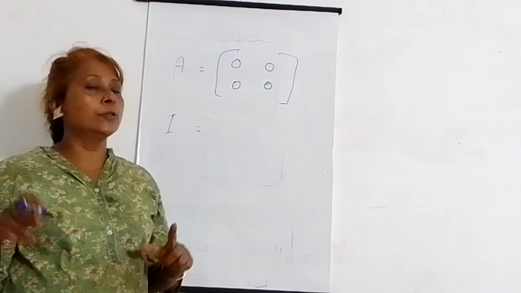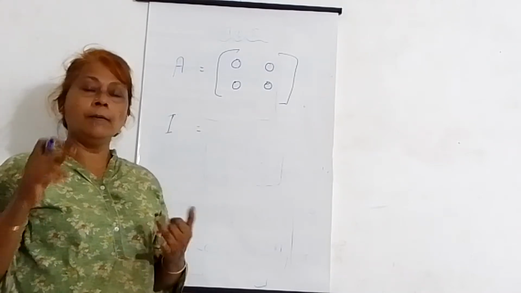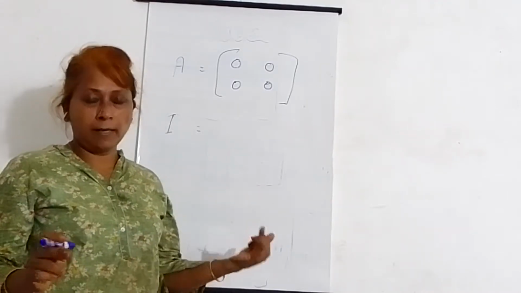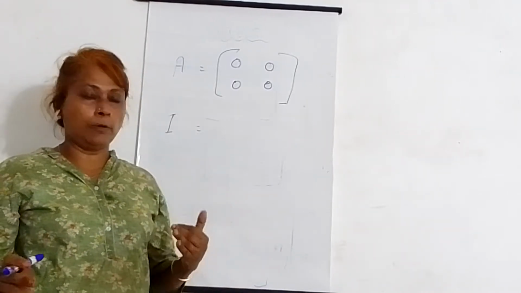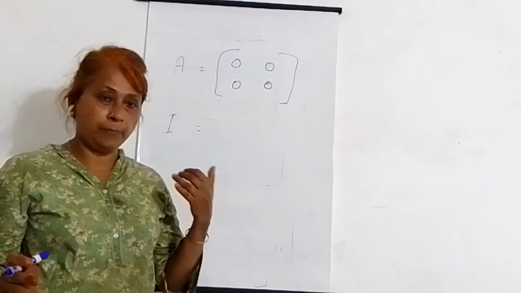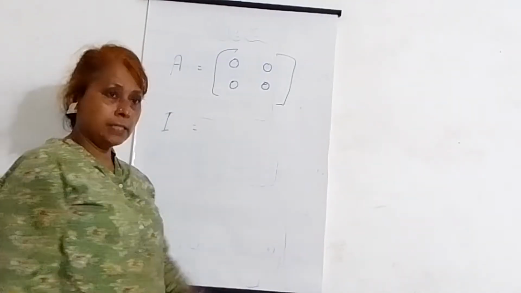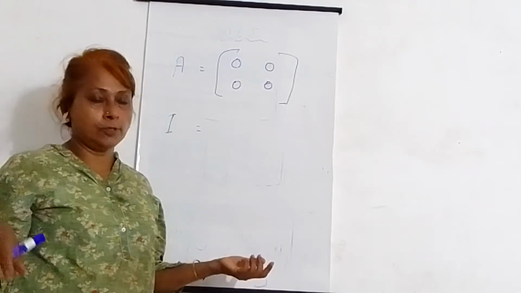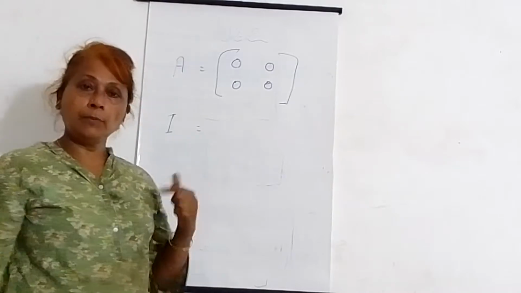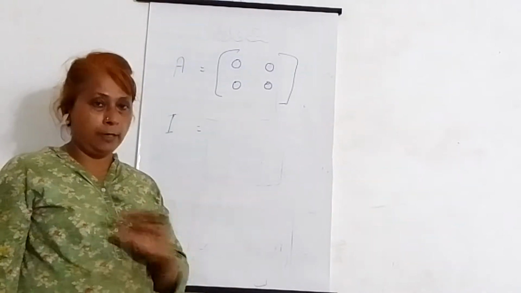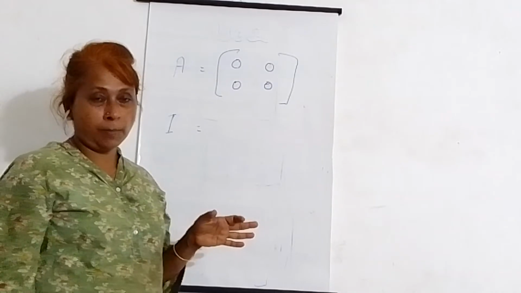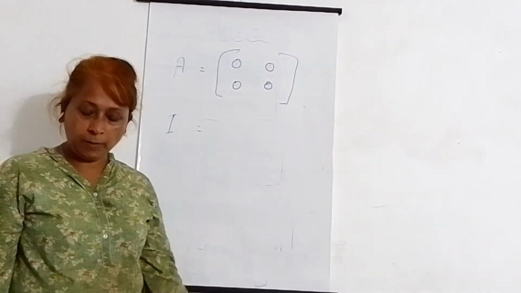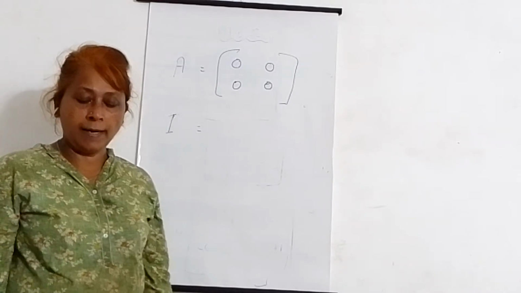What is a square matrix? You know what is a square matrix? If a matrix has an equal number of rows and columns, we can call it a square matrix. That means length and breadth, like that. If length and breadth are the same, then we call it a square. If the number of rows and the number of columns are equal, we can say it is a square matrix. The first condition for an identity or unit matrix is that it should be a square matrix.